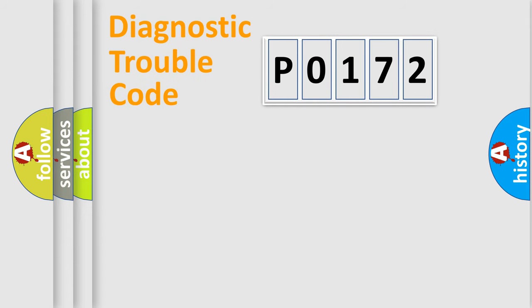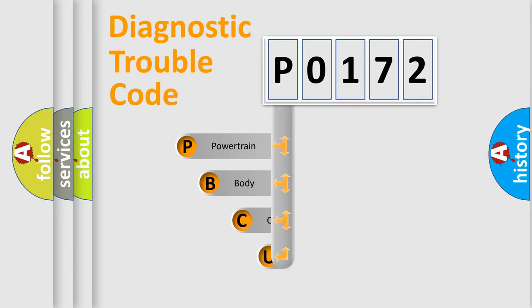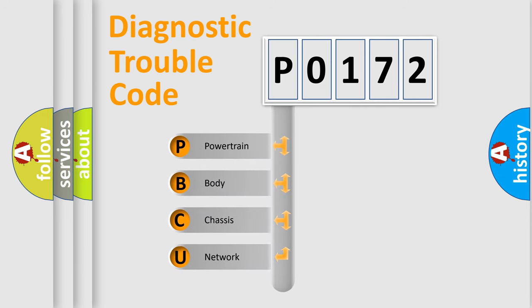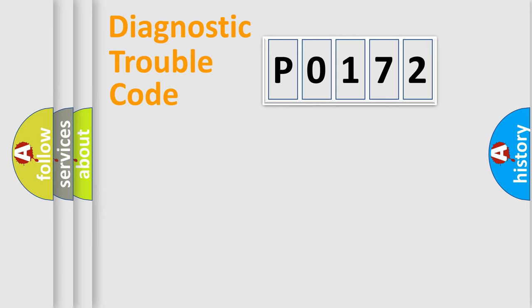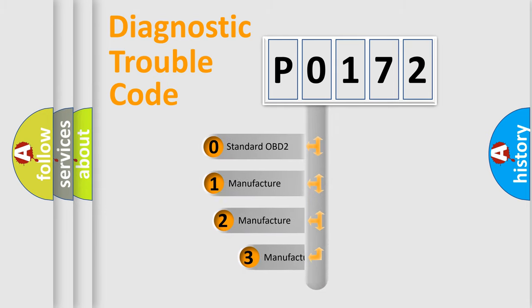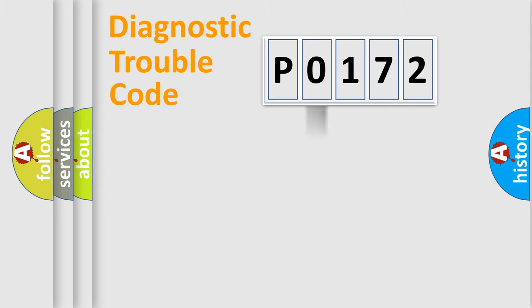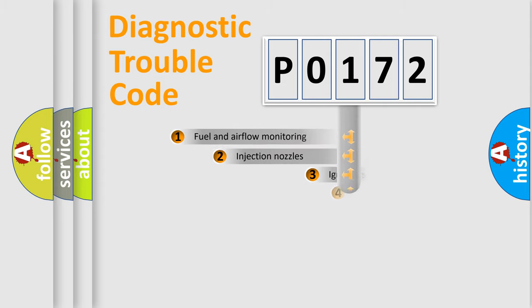Let's do this. First, let's look at the history of diagnostic fault code composition according to the OBD2 protocol, which is unified for all automakers since 2000. We divide the electric system of an automobile into four basic units: powertrain, body, chassis, network. This distribution is defined in the first character of the code. If the second character is expressed as zero, it is a standardized error. In the case of the numbers 1, 2, 3, it is a more prestigious expression of a car-specific error.